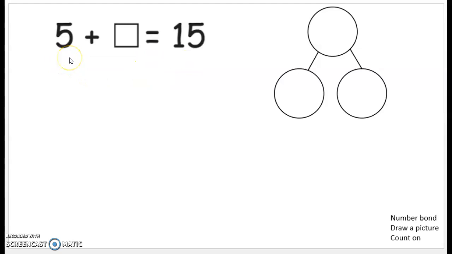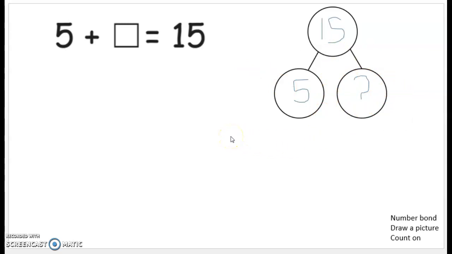So this 5 is a part. Okay, and in the number bond, the part, or one of the parts, will go here. Here, we have a square, or a blank. That is a missing part. Okay, we don't know this part yet. Here, the 15, that's the whole. We know that all together in this problem, we have 15. So here we have to figure out the missing part.